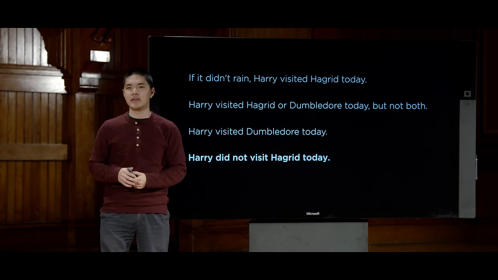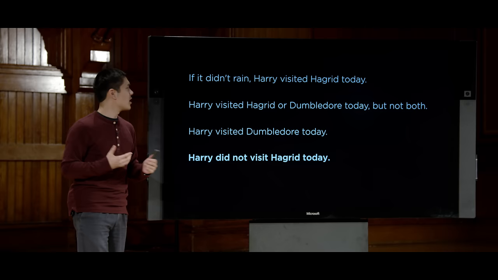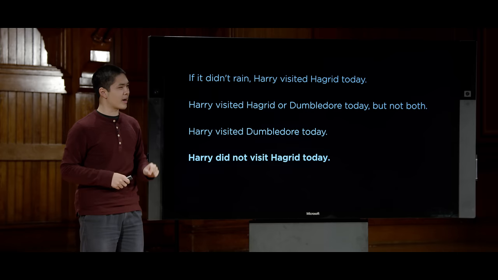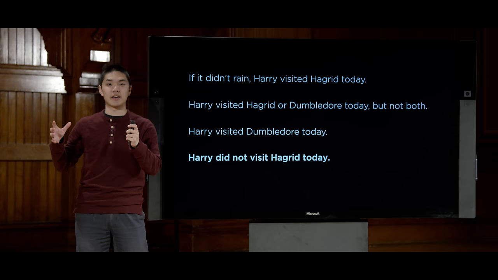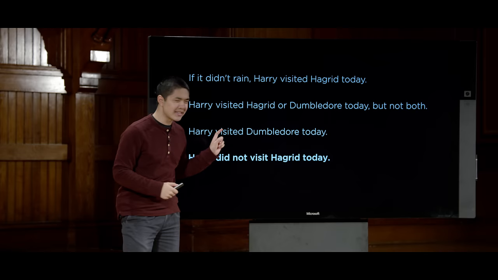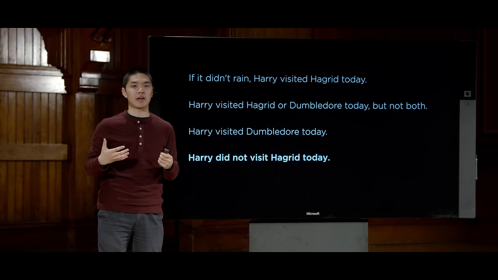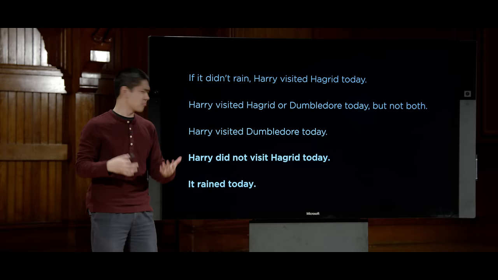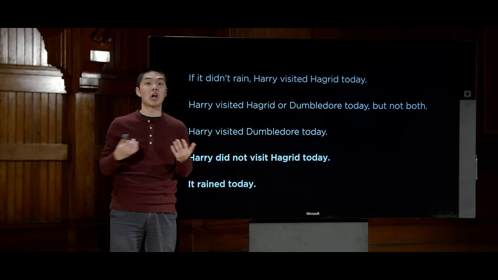But it turns out we can even do a little bit better than that, get some more information, by taking a look at this first statement and reasoning about that. This first statement says, if it didn't rain, then Harry visited Hagrid today. So what does that mean? In all cases where it didn't rain, then we know that Harry visited Hagrid. But if we also know now that Harry did not visit Hagrid, then that tells us something about our initial premise. In particular, it tells us that it did rain today. Because we can reason, if it didn't rain, then Harry would have visited Hagrid. But we know for a fact that Harry did not visit Hagrid today.